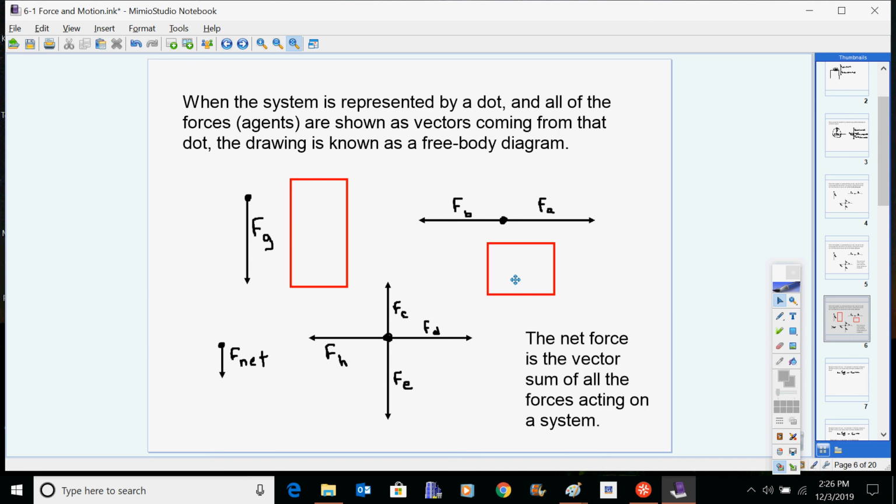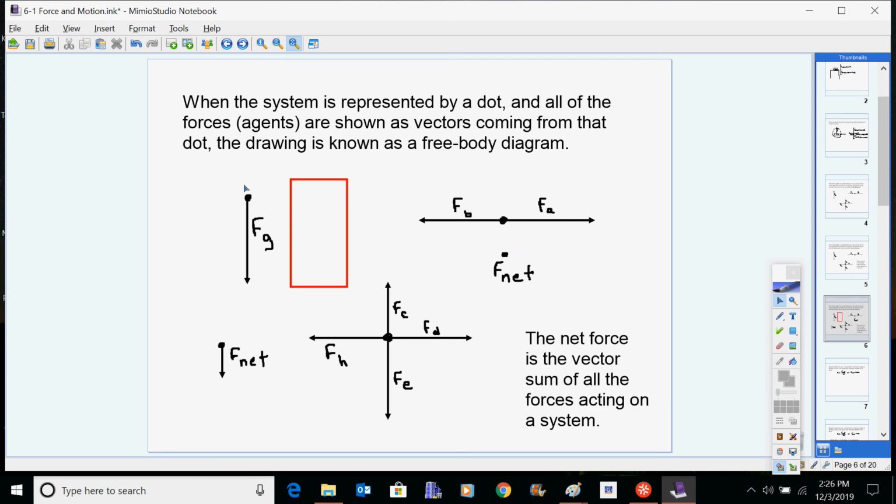There's no net force. So how do we represent that as a vector? A dot, yes. So our F net here is a dot. F net here is downward because this is the one that's winning. F net here is a dot because left, right, they cancel each other out.